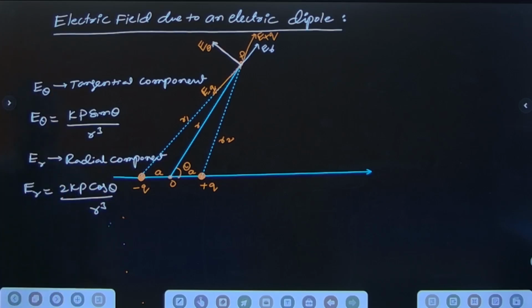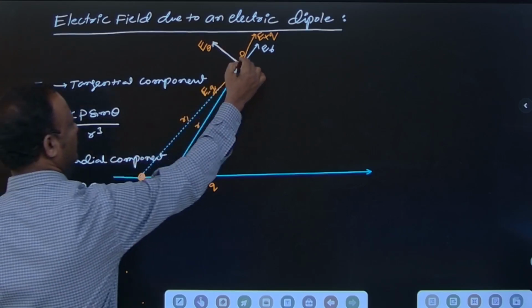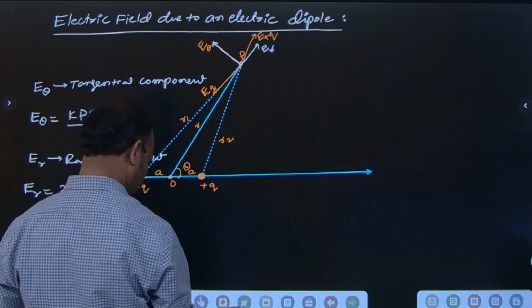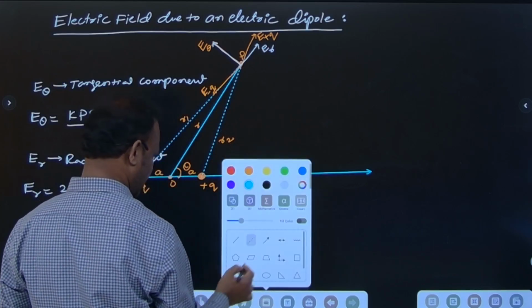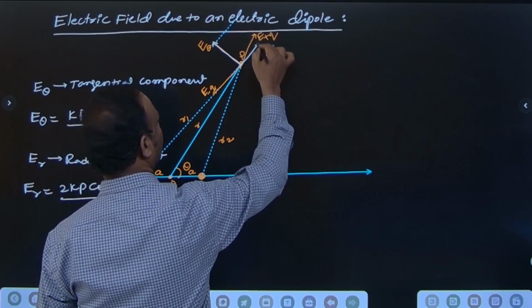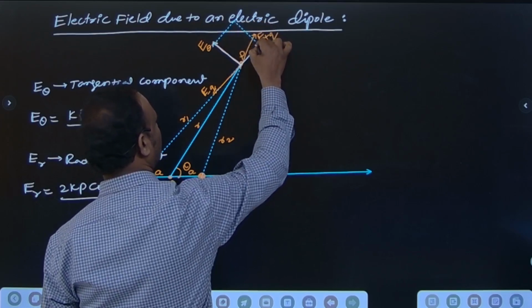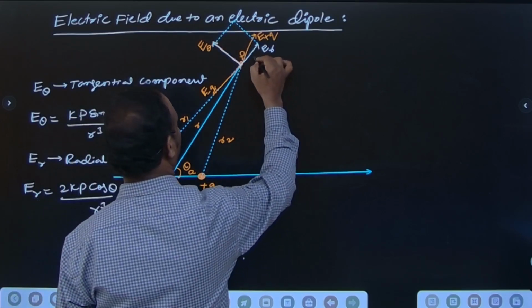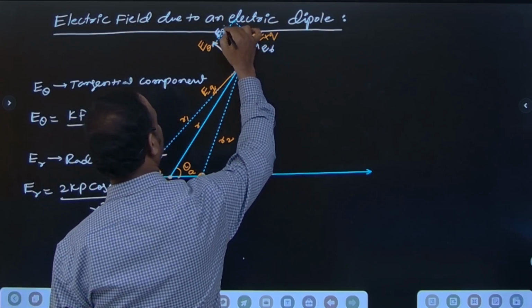So E theta and ER are the two components, and their resultant makes some angle theta. In the very first case, parallel to this one draw a vector, and parallel to this one draw another vector. So this will become ER, this one also ER, and this is E theta.